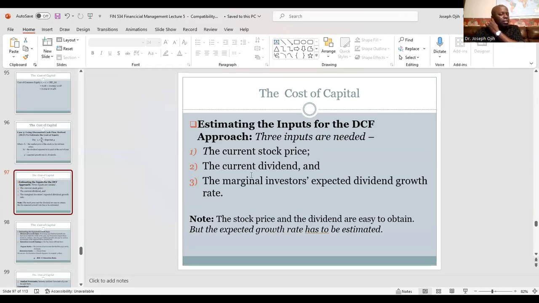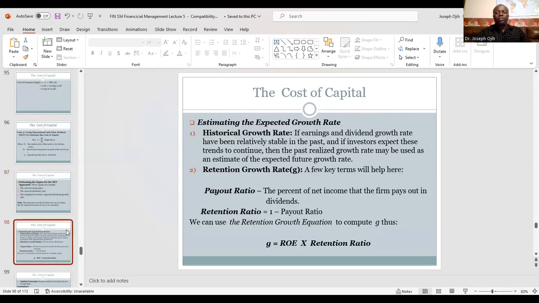But the marginal investors' expected growth rate of the dividends, we might not be able to get, because it's not in the public domain for each company. But we can estimate it by ourselves by following this approach that I'm about to explain.